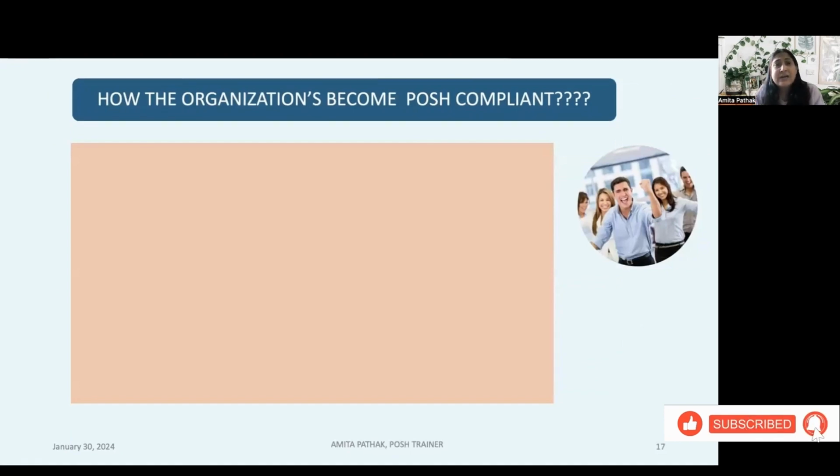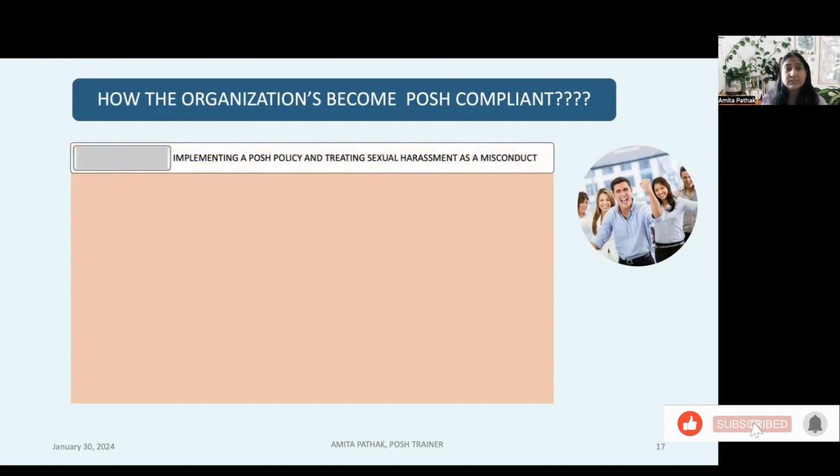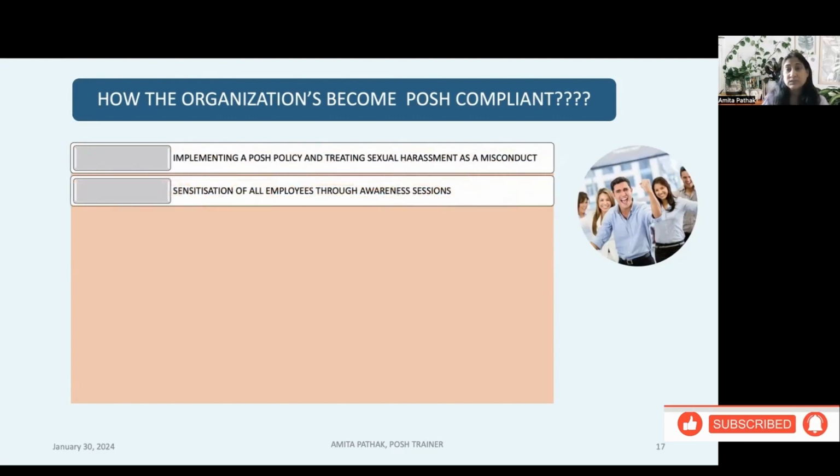Next question is how the organization becomes POSH compliant. Now the organization knows that it has to create an anti-sexual harassment policy, implement it at the workplace, and follow the POSH Act. So how can the organization become POSH compliant? First thing is implementing a POSH policy, treating sexual harassment as misconduct. You have to make it very clear in your service rules and in the POSH policy also.